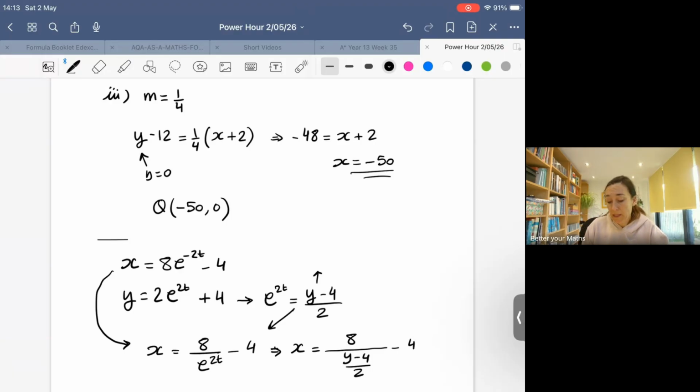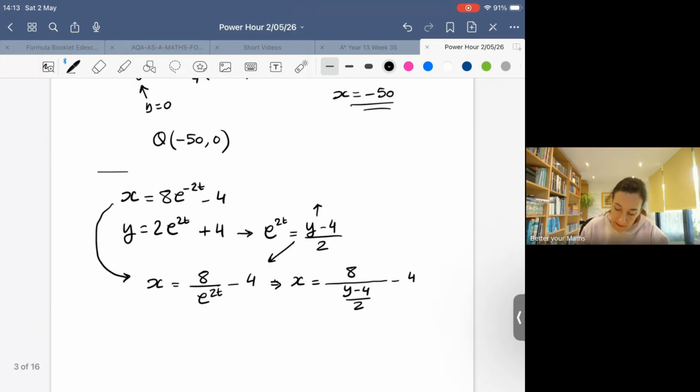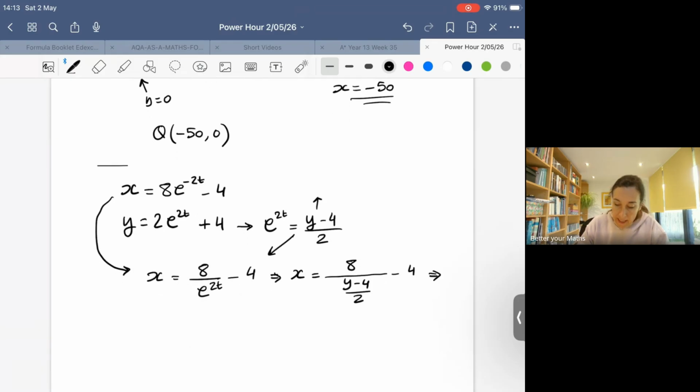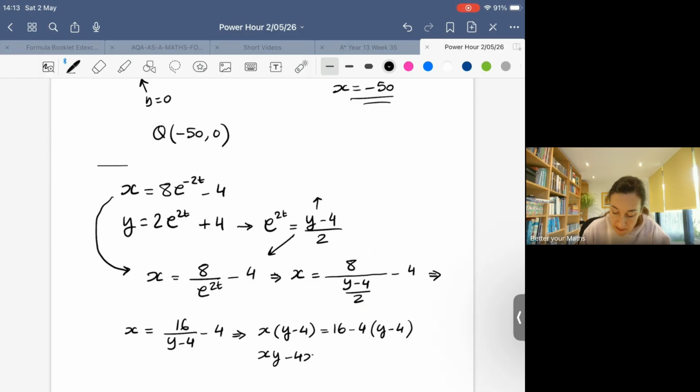And then it's just work a bit with the equation until it looks like the one that they gave us, yeah? So this means these two goes here. So I have x is 16 over y minus 4, and then I'm going to multiply everything by y minus 4, yeah? x brackets y minus 4 equals 16 minus 4 brackets y minus 4. Yeah, expand brackets, xy minus 4x is 16 minus 4y plus 16.